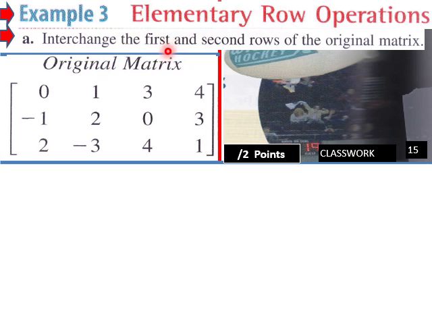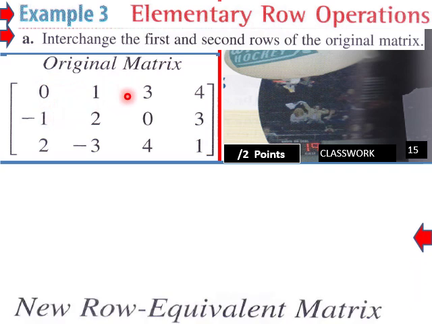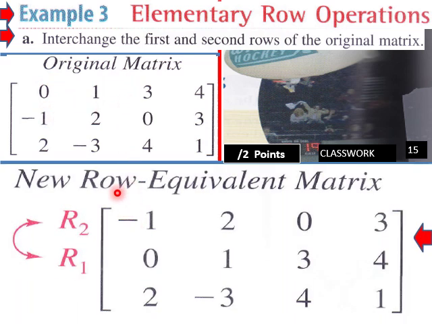A, interchange first and second rows of the original matrix. Here's our original matrix. Here's first row, second row. So new row equivalent matrix. So we just flipped rows here. So now row 1 is down here, row 2 is up on top, like this. So we can totally do that to solve a system of equations.